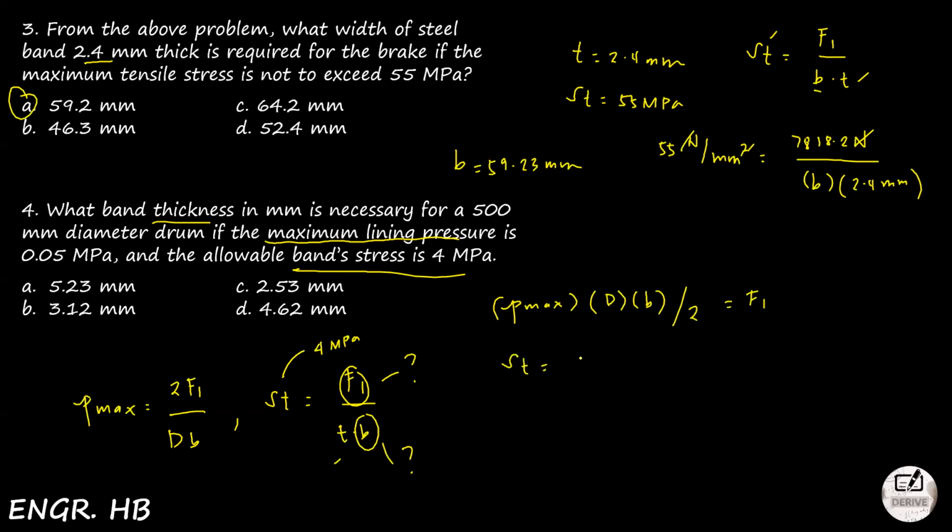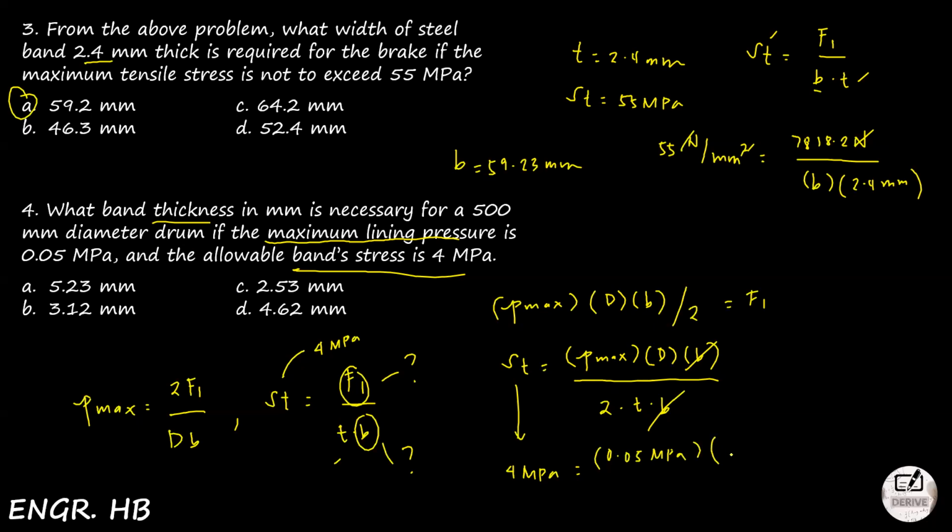Yan, tinuturuan ko na kayo mag-derive. So, pasok mo dyan. ST is equal to Pmax times diameter times width divided by 2 all over thickness and width. And your width should be cancelled. Kaya nga walang given na width yan. And in that way, given si ST as the 4 megapascals, given din si Pmax as the 0.05 megapascals. And we have the diameter of 500 mm. And diba, all over 2T. Which is cancel si megapascals, matitira mm. So our answer should be in mm.